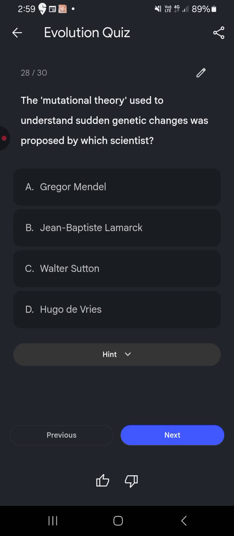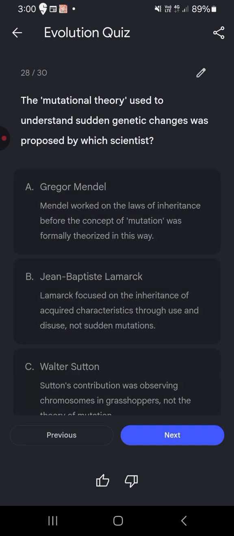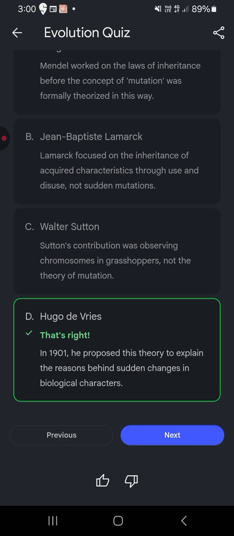The mutational theory used to understand sudden genetic changes was proposed by which scientist? Mutational theory. Correct answer is Hugo de Vries. He proposed the theory in 1901.